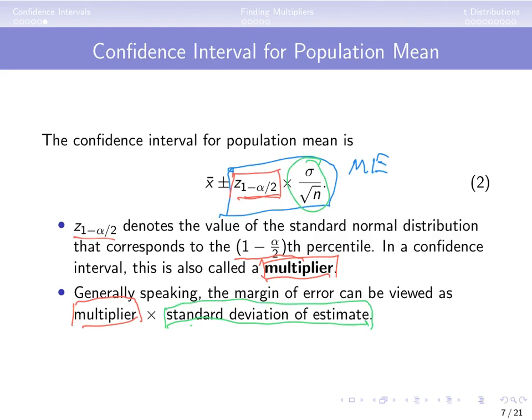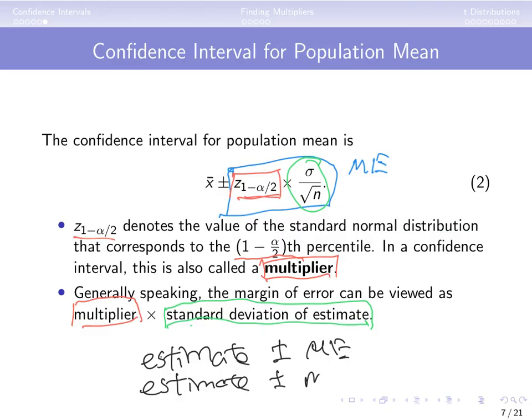So generally speaking, we say that the confidence interval is the estimate plus or minus the margin of error. In other words, some people would say it is the estimate plus or minus the multiplier times the standard deviation of the estimate. Right? So different ways of expressing the same idea.